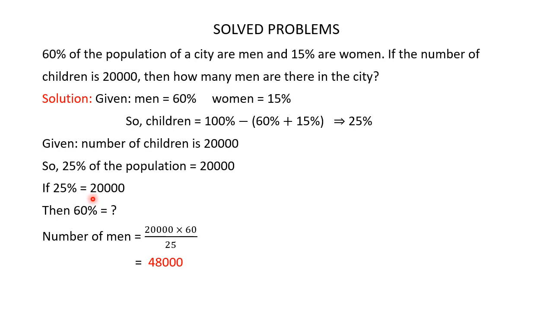So if 25% is equal to 20,000, then 60% is equal to how much? So the number of men will be equal to 20,000 multiplied by 60 divided by 25, which is 48,000. So there are 48,000 men in the city.